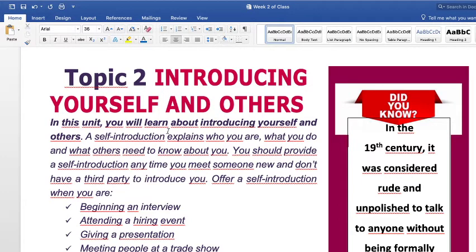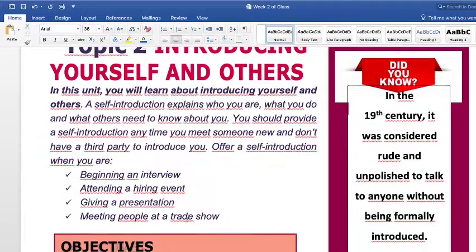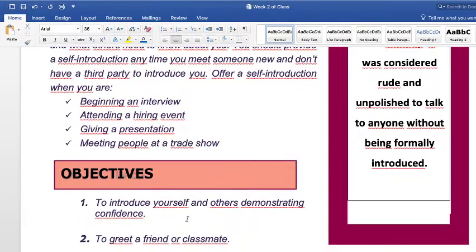You will learn, or you will review, because I know that some of you can introduce yourself and your friends. And objectives. The objective of this lesson is to introduce yourself and others, demonstrating confidence. Right.